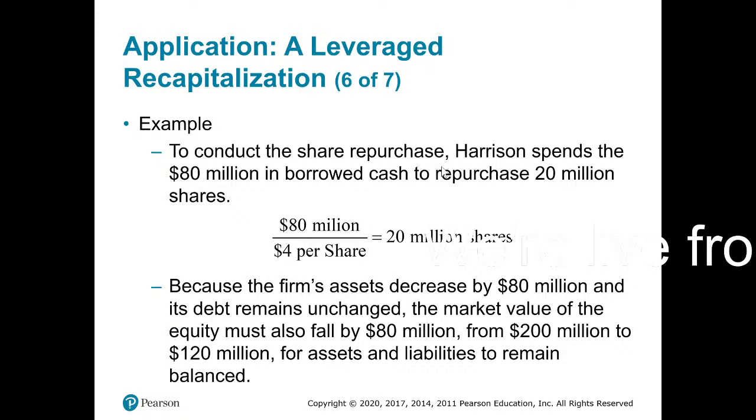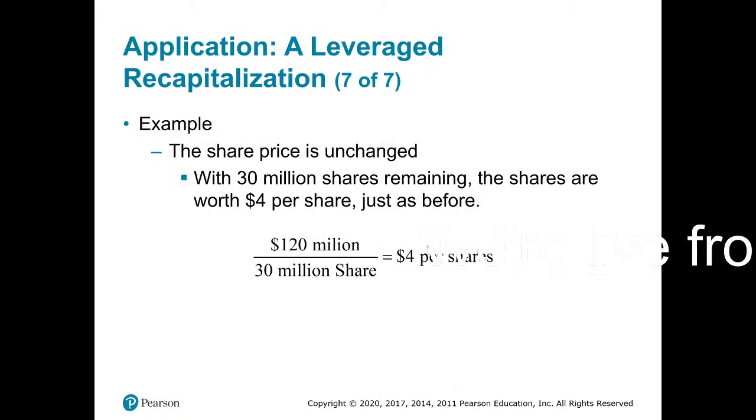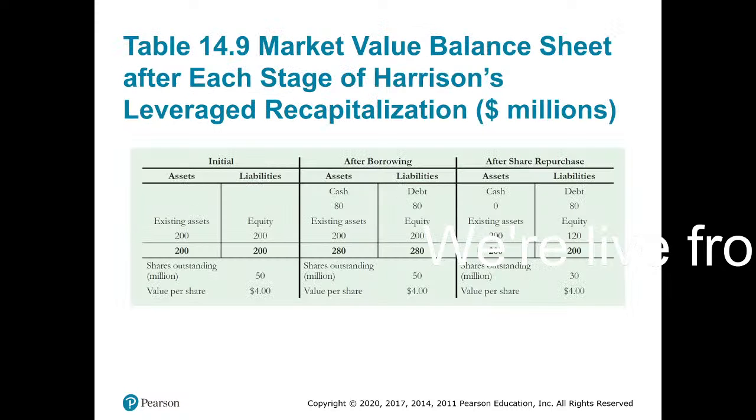To do the share buyback, the company borrows money, converts it into cash, and you use cash to buy stocks, and then you can recalculate the stock price. It's still $4 per share. And of course, we can have discussions on this a lot.